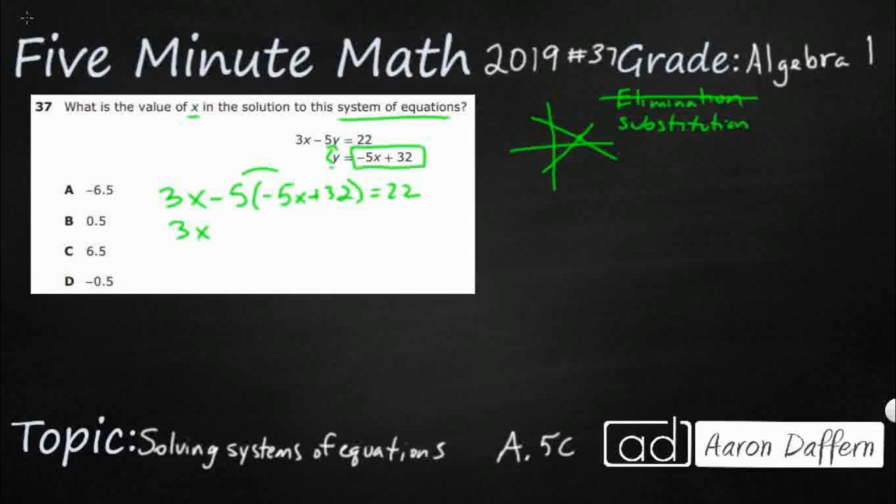So I've got negative 5 times negative 5x. That's going to be a positive 25x. I will need to combine like terms. Negative 5 times a positive 32, that's going to be a negative, and that's going to be a 160. All right, so let's go ahead and combine these like terms. It's going to be 28x.